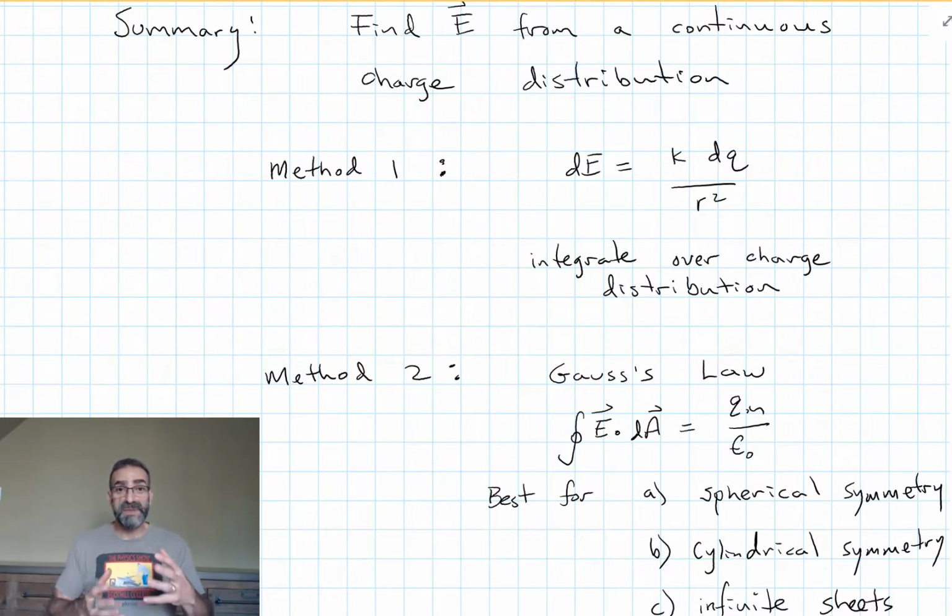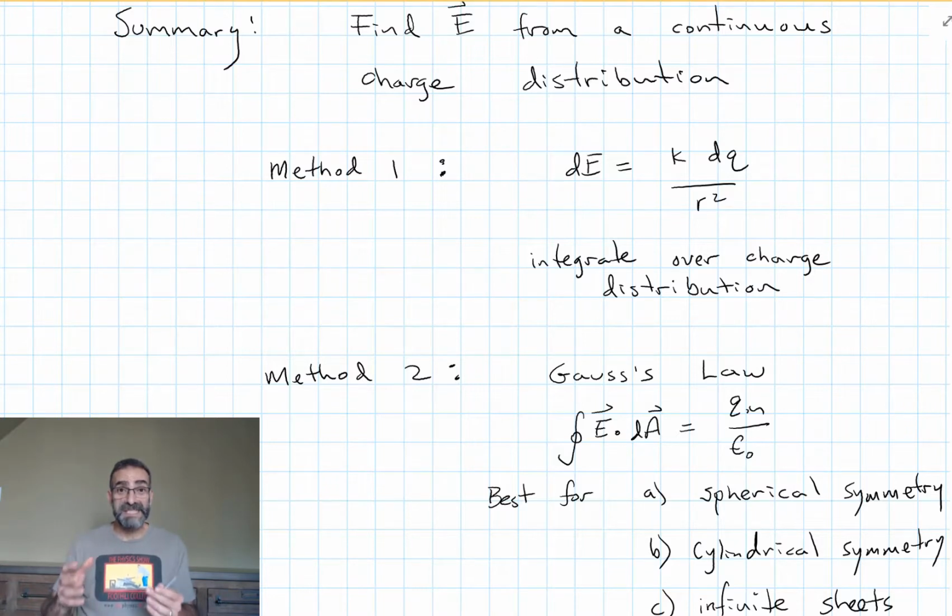These are both techniques that involve integration. These integrals can be ugly. We want to pick the technique that gives us the easiest integral to solve. Gauss's law is really only easy to solve in a few cases. Spherical symmetry: point charges, spheres of charge, a spherical shell of charge, things like that. Cylindrical symmetry is also a useful time to use Gauss's law.